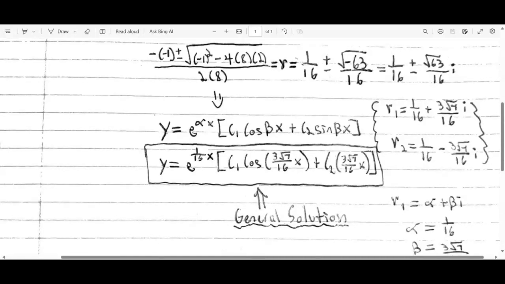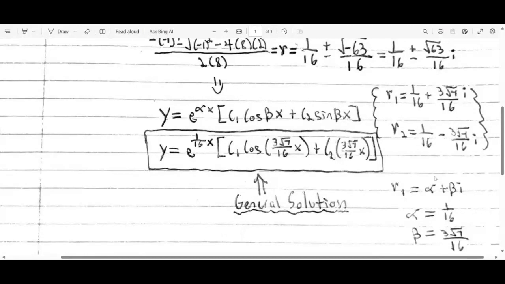So we want to get our alpha and our beta out of our R1, which is a positive, because we want to find our beta and our alpha, but we don't want to find our negative beta, so we're going to use R1. So we're going to take out 1 over 16, put it into this general form, and then we have our general solution. And we do the same thing with 3 times the square root of 7 over 16 and place it inside of this general solution. It's not that difficult to remember.